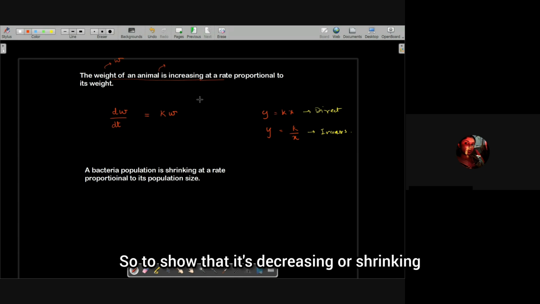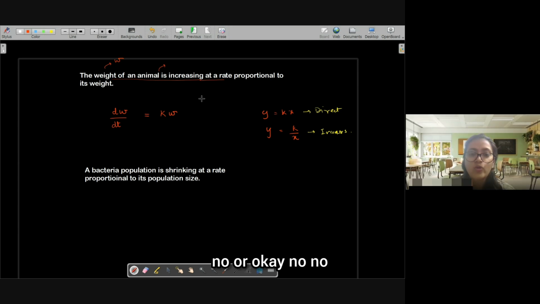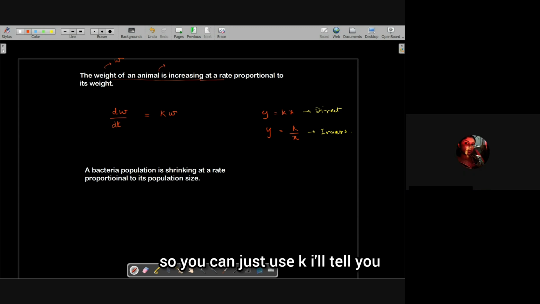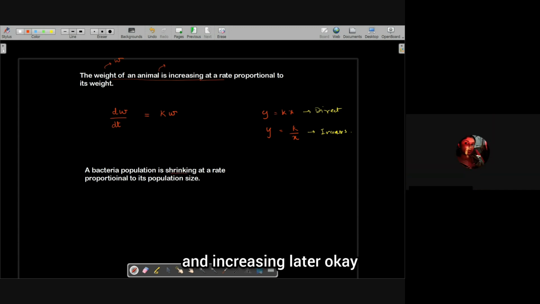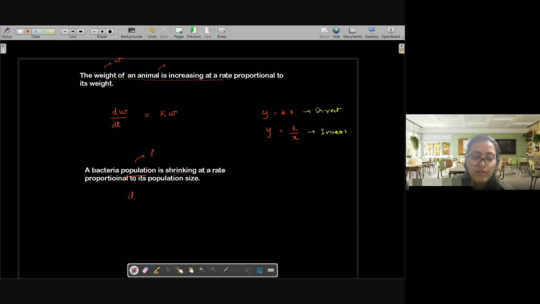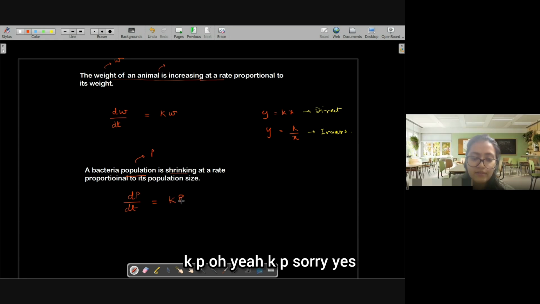So to show that it's decreasing or shrinking, would we put a negative in front of it? No. Well, a negative constant will be still a constant. So you can just use k. I'll tell you how to deal with shrinking and increasing later. So just to set this up, it'd just be dp over dt equals kp. Yes, that's your differential equation.